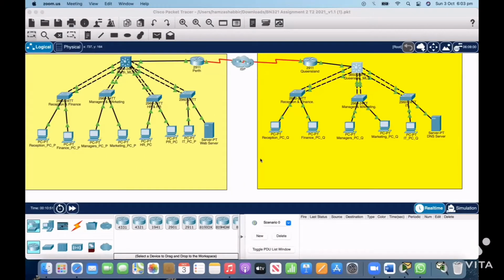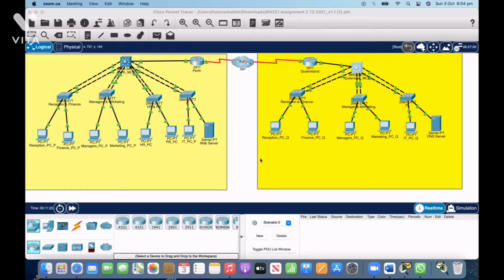The design is of two branches, Perth and Queensland, which are in two different cities. The total number of workers is 80: 55 workers in the Perth branch, which is on your left, and 25 workers in the Queensland branch, which is on your right side. We can clearly see that both sites have reception, finance, IT, marketing, and manager departments, but Perth has two extra departments, human resource and public relations.